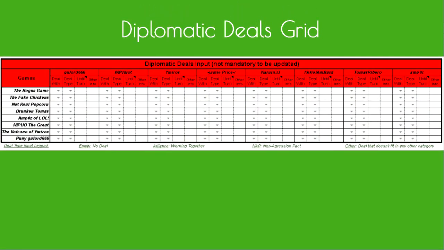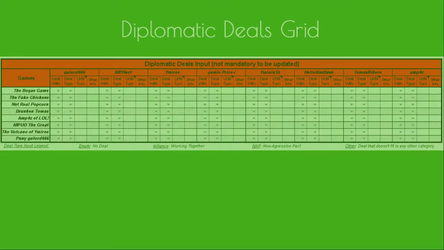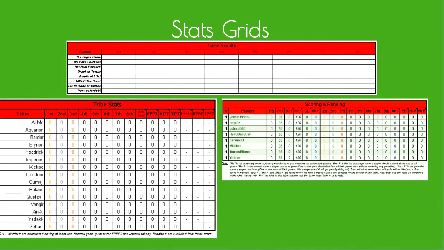The last grid you can edit is called Diplomatic Deals Input. Note that this grid is only available if you play in a league that allows diplomacy between players. This one is only a tool to help you keep track of any deals between 2 players, and it is not mandatory to fill this grid. The bottom 4 grids are only for showing stats.